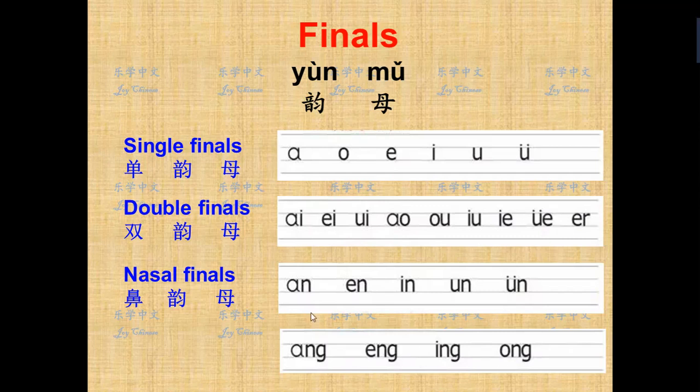In the second line, we have a g behind the first 2 alphabets. We call it back nasal finals. So when you pronounce it, you use the back part of your nasal. Let me pronounce for you. Ang, eng, ing, ong.